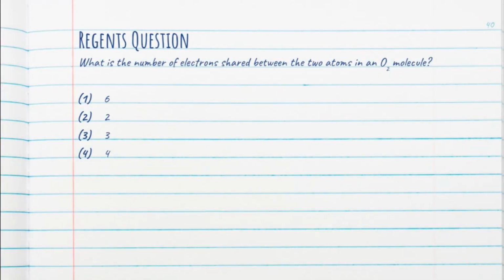What is the number of electrons shared between the 2 atoms in a diatomic oxygen molecule? Oxygen has 6 electrons in its valence shell, so diatomic oxygen, which is 2 oxygens, will have 12 electrons total that we can use to complete both of their outer shells. After putting one bond between the atoms, 10 electrons are left to distribute, but this won't complete both of their outer shells because if we were to distribute the 10, then each oxygen atom would only have 7 electrons in its outer shell when it needs 8.